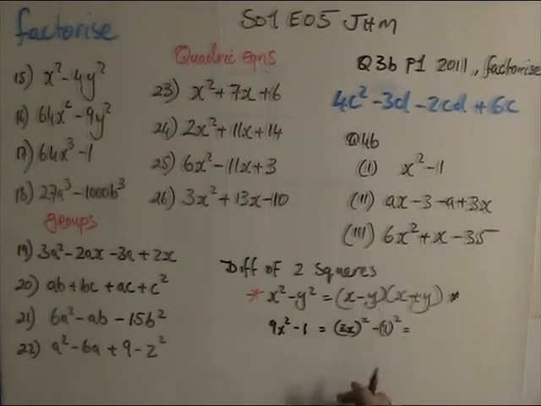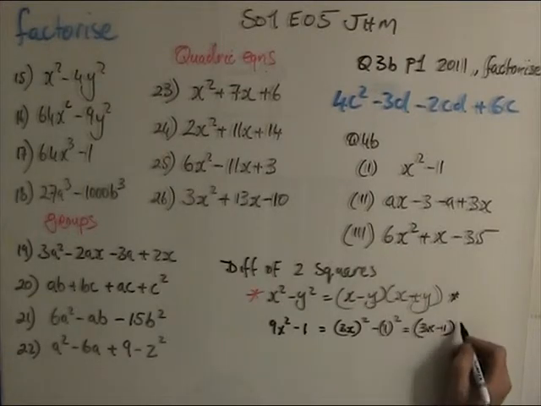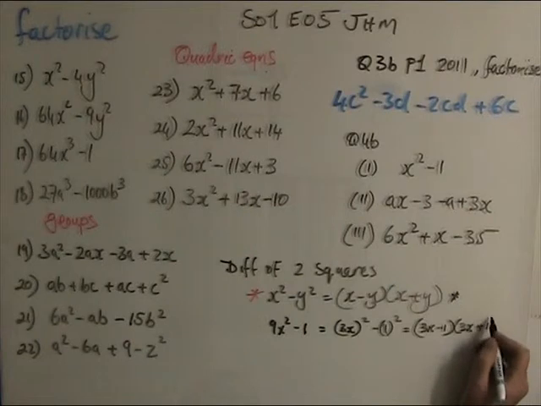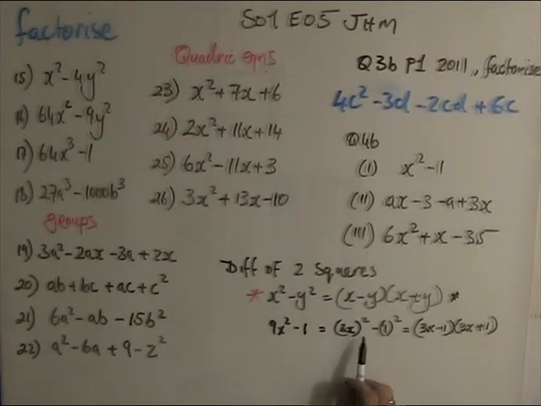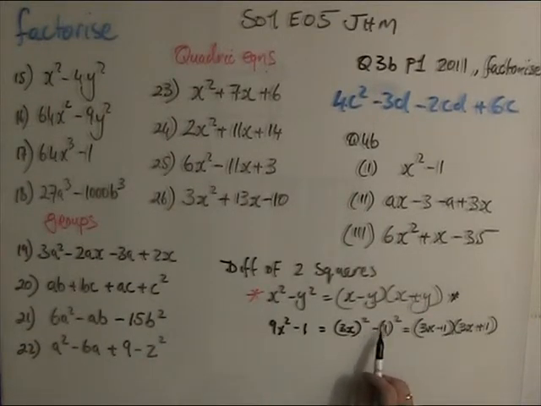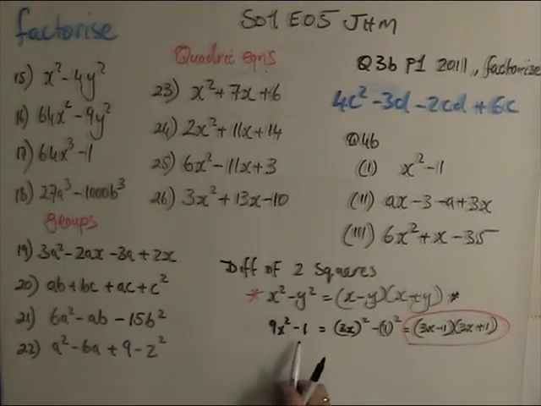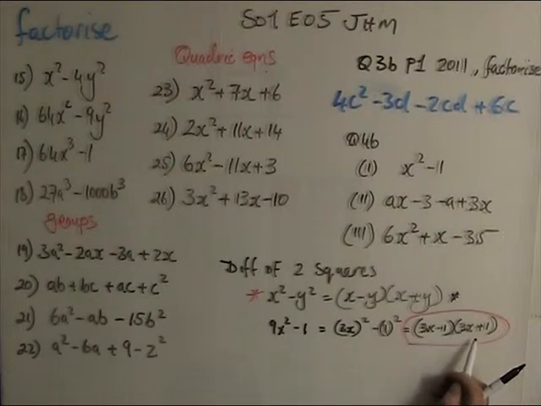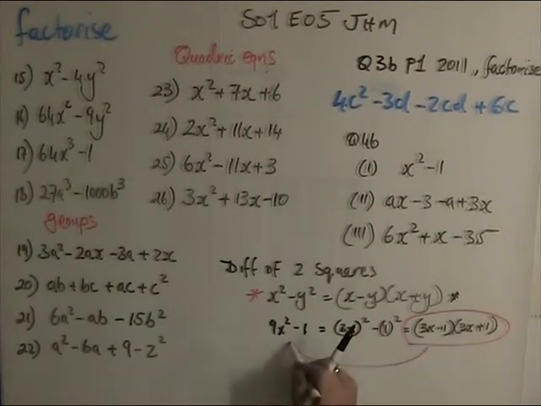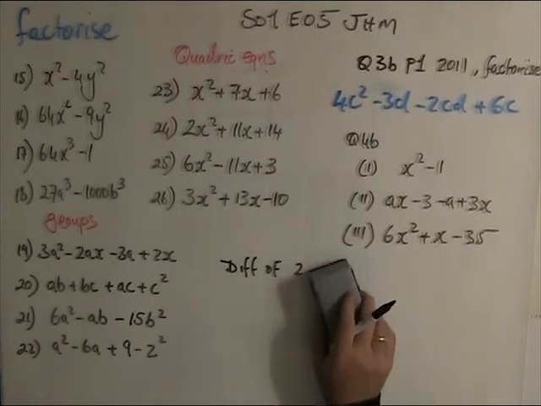It's the first term minus the second. So this is my first term, this is my second term. So it becomes 3x minus 1 times 3x plus 1. So it's the first minus the second, times the first plus the second, 3x plus 1. And that's your answer. So that is 9x squared simplified into its factors. If you multiply those two out, you will get back to your original question. Right, so that's the difference of two squares. Quite easy, that one. But now you've got the difference of two cubes.